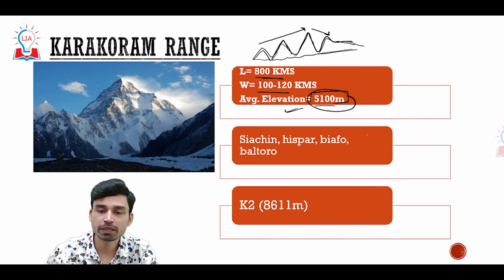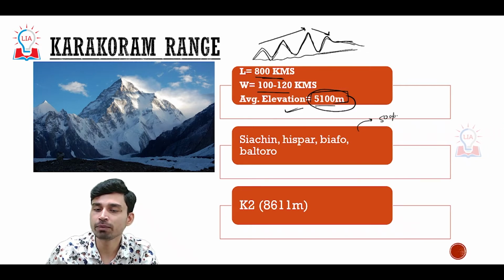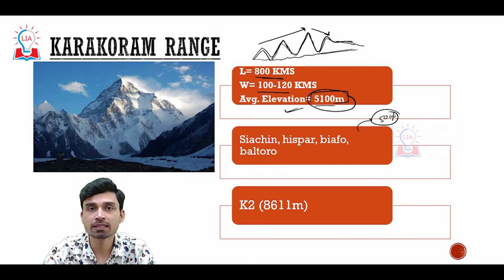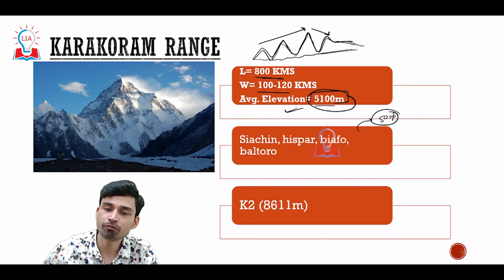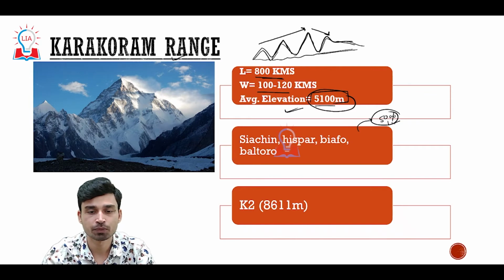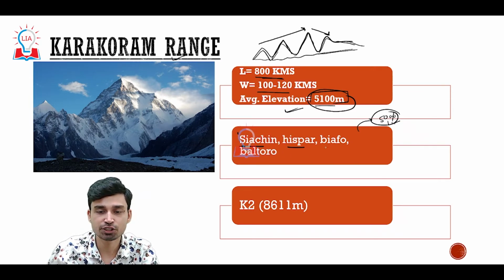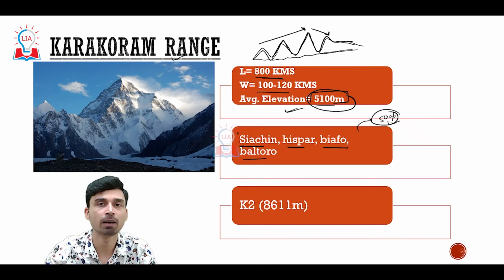Now Karakoram Range is very important from the point of view that about 50% of Himalayan glaciers are situated in Karakoram Range. Again, to remind you that Himalayas itself is considered to be the 3rd largest source of glaciers after the Antarctic and Arctic regions, and even in Himalayas about 50% of glaciers are located in the Karakoram Range. Some of the important glaciers here are Siachen Glacier, Hispar Glacier, Biafo Glacier and Baltoro Glacier.